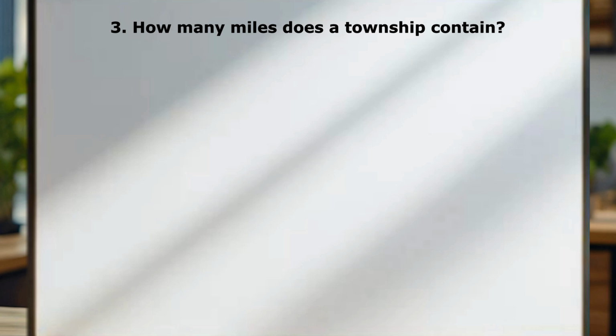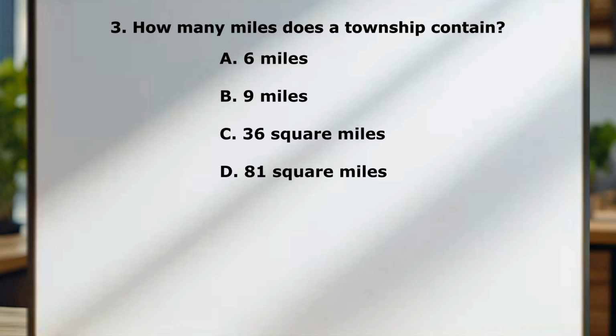Question number 3. How many miles does a township contain? I'm not even going to lie, I missed this one for sure. This one always hung me up. Sorry, all right, so back to question number 3. How many miles does a township contain? A, 6 miles. B, 9 miles. C, 36 square miles. D, 81 square miles.